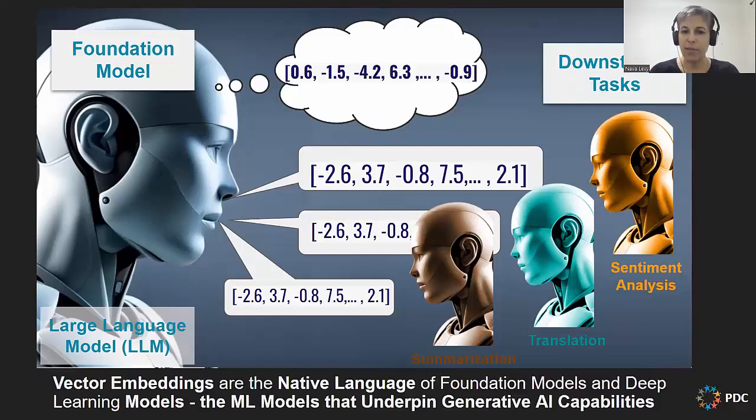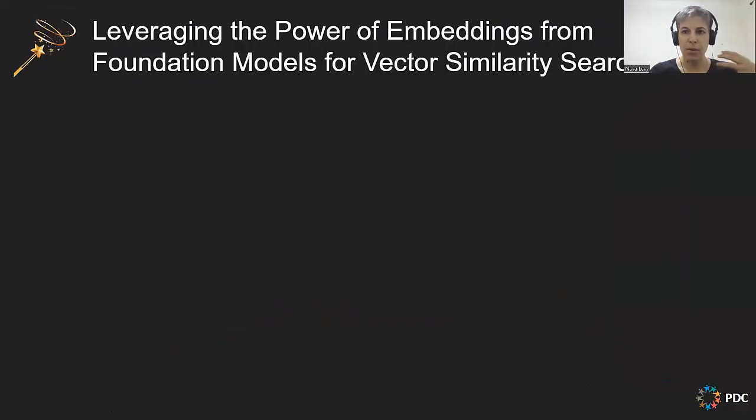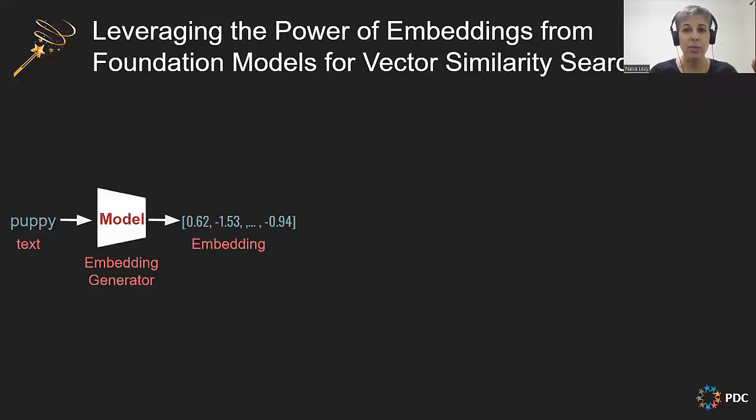Vector embeddings are the native language of foundation models and deep learning models, the machine learning models that underpin generative AI capabilities. So once vector embeddings became more popular and accessible, they weren't used just for training or fine-tuning a model, but also for vector similarity search in production. So if we have an example of a word, text, this is the domain of NLP, natural language processing, or LLM, large language models. We run the word through an embedding generator, a machine learning model, and we generate an embedding, which, as I said, is a vector of numbers.